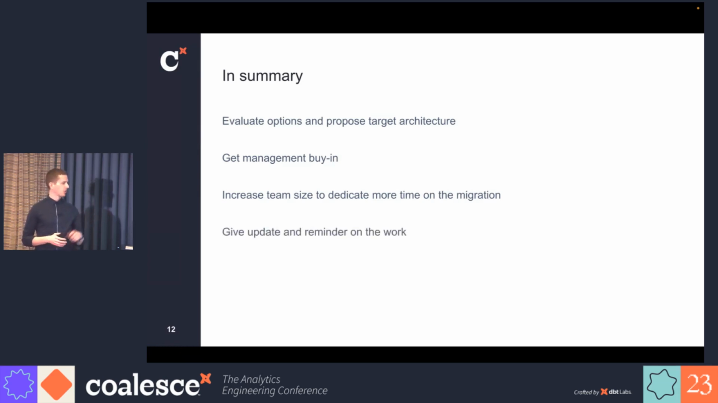Something that is really important, and I will talk about after as well, is that you also need to give updates and reminders on the work. Because a migration like this can be very seamless for the business if you do your job correctly. You have to remind them why you're spending and investing so much time into doing something that is apparently not doing anything for the business.